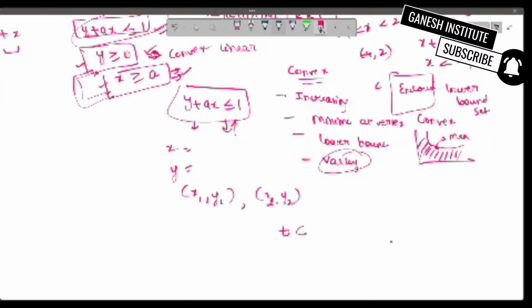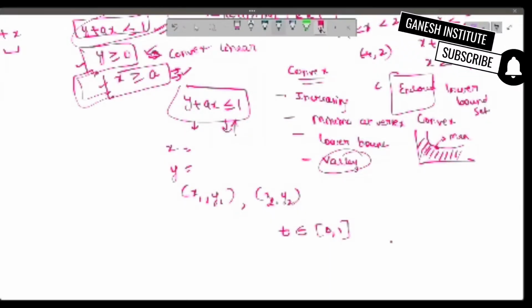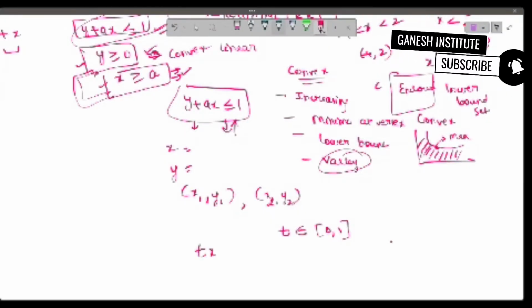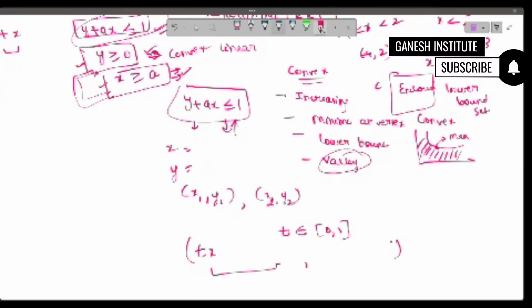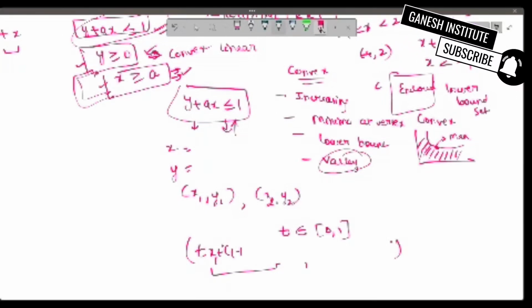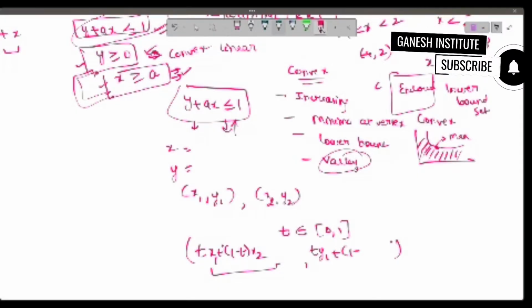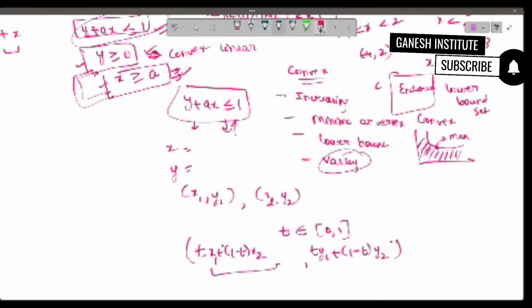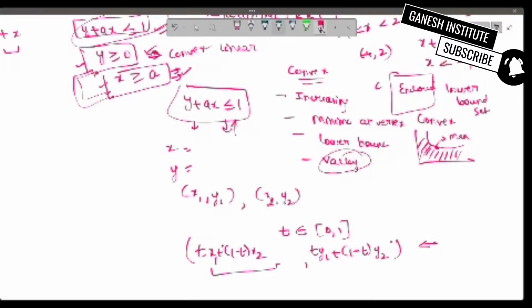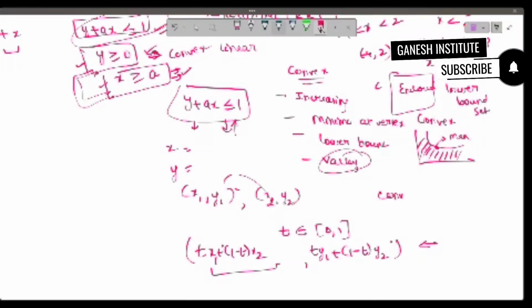And if you have this t from 0 to 1, have that linear combination in the form of function. So it will have an x component and a y component. x means tx1 plus 1 minus t x2, and ty1 plus 1 minus t y2. So if this is lying between these two, you will call it convex, right?